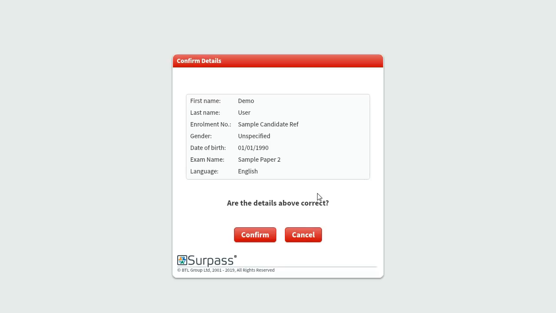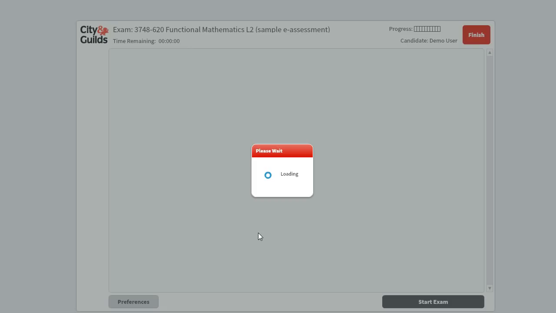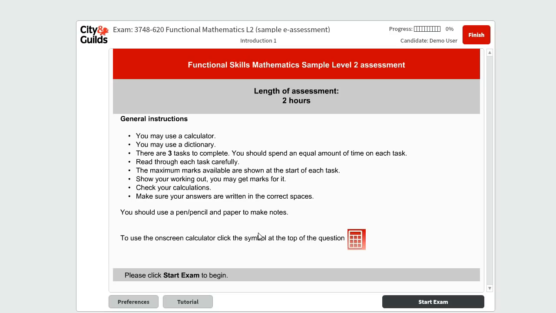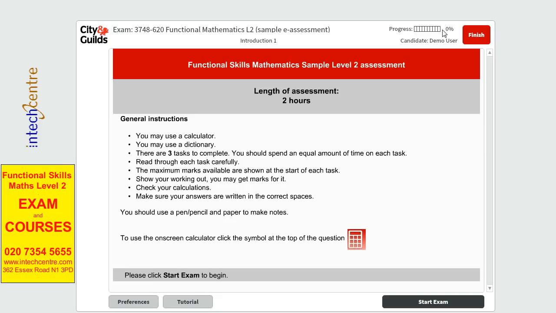As I said, this is a demo, so generic information has been input. Make sure your details are correct. Just in case there's an error, do report this with the invigilator so that it can be corrected. And once you're happy with your details, you can click confirm. And now the exam instructions should come up. Here you can see your progress as well.